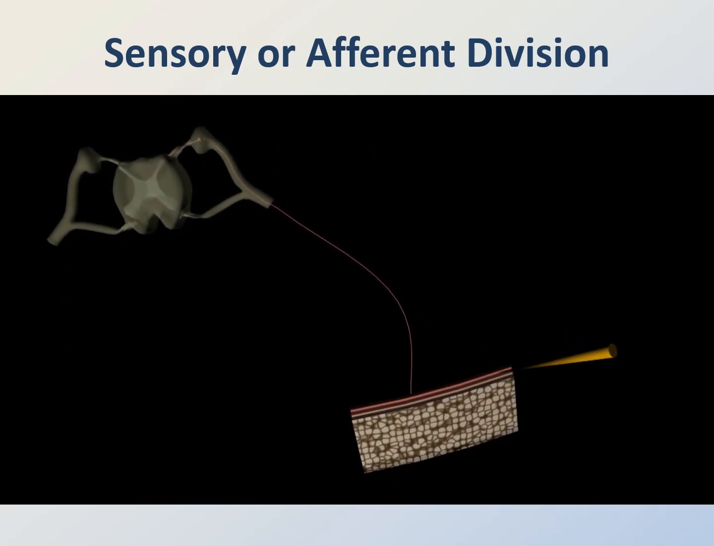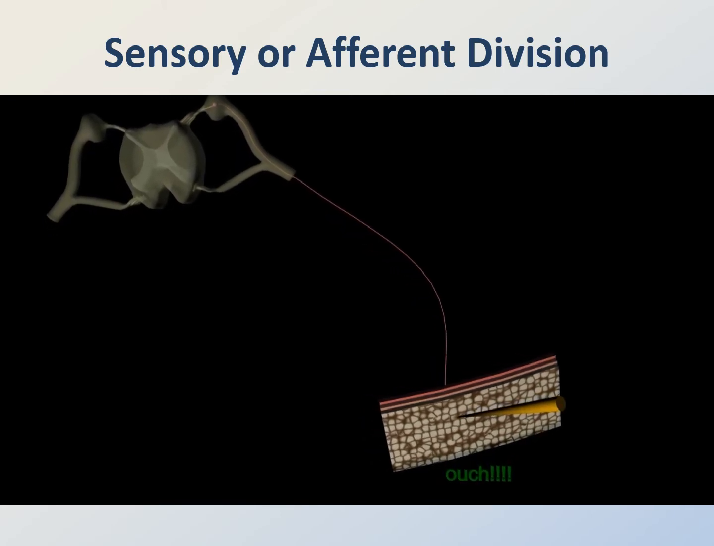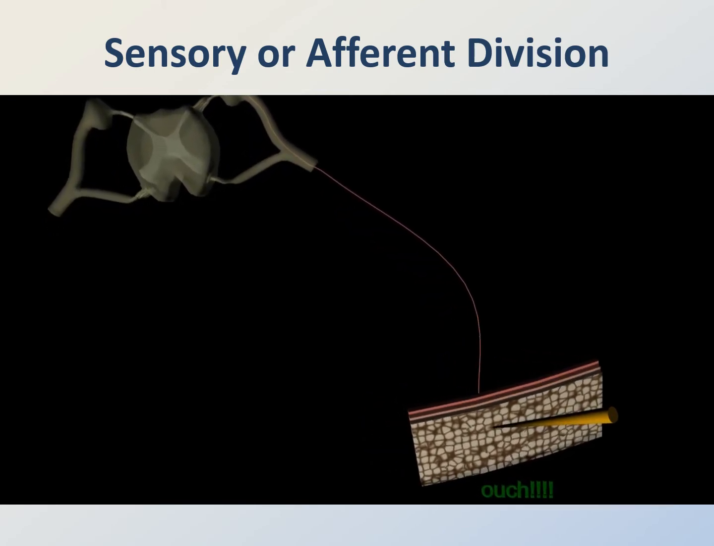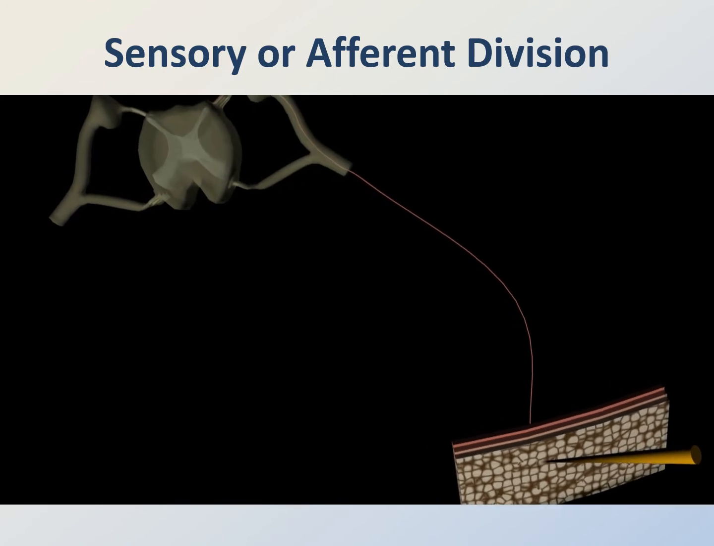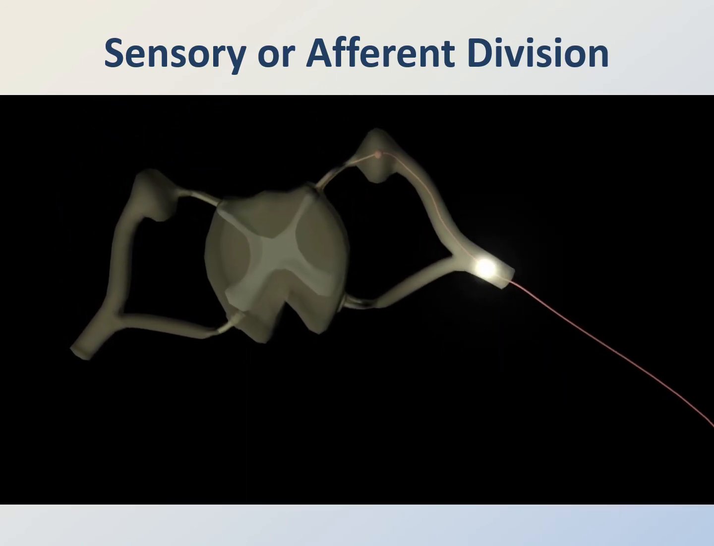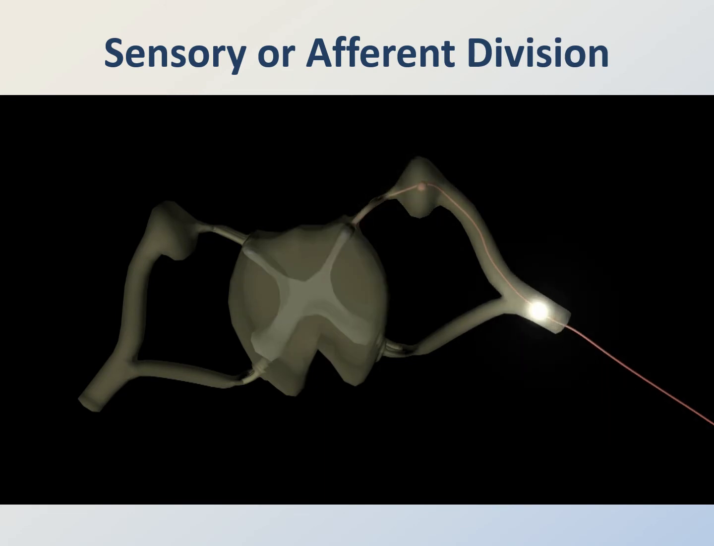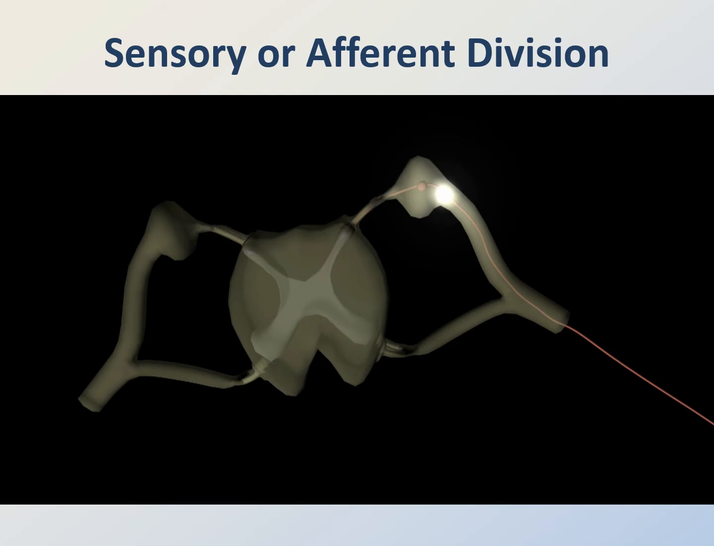Once the receptor is activated, the information is converted to an action potential and transmitted to the central nervous system. The signal is delivered through the dorsal root to the posterior gray horn of the spinal cord, where it synapses with other neurons to be integrated in higher centers or to elicit a reflex action.